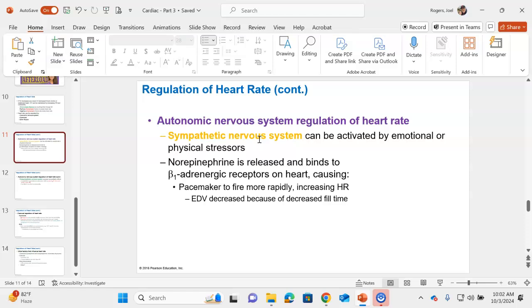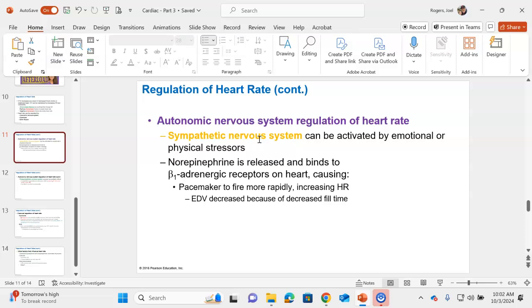Those will cause the heart rate to go up. How they do that is they facilitate more calcium entering the SA node cells during the depolarization phase of that particular cell type. And if that happens, the cell will depolarize at a faster rate. So if our SA node cells are depolarizing more rapidly, that means the heart will beat faster.